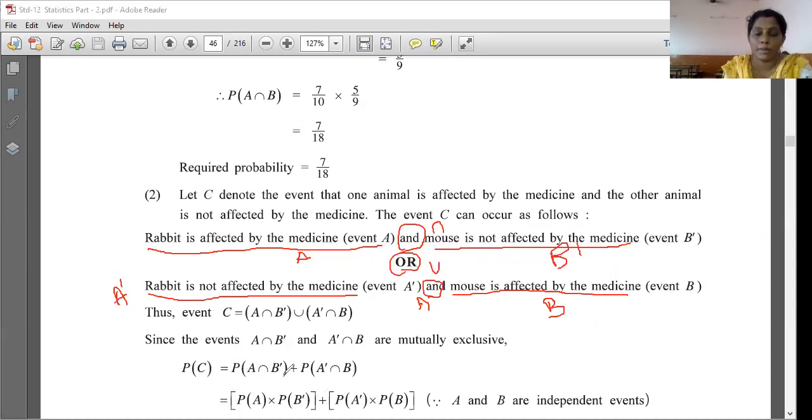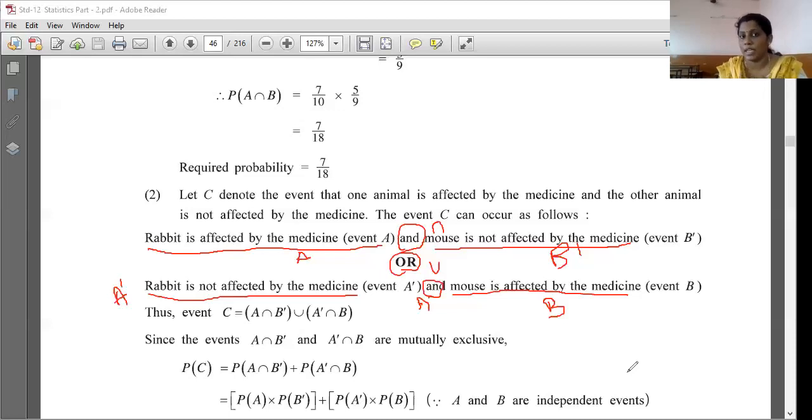In the law of multiplication we have seen that P of A intersection B dash. Look, union is always plus, law of addition, and intersection is always law of multiplication. Always remember this, this is a hint. So P of A into P of B dash plus A dash intersection B, that means P of A dash into P of B, where A and B are independent events. Okay, I think this much is clear for you.